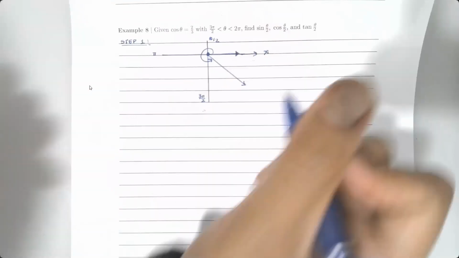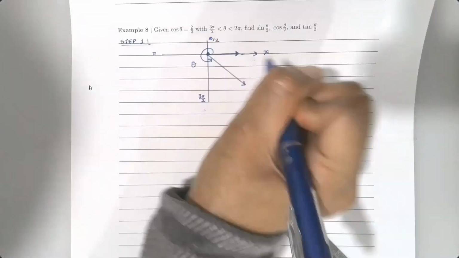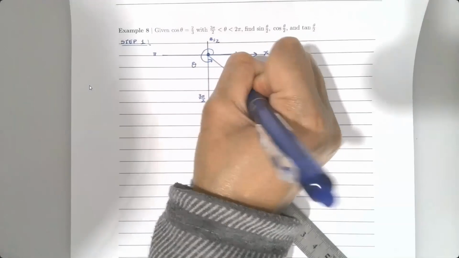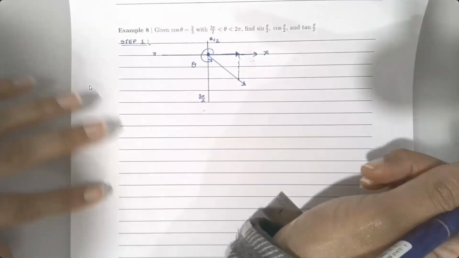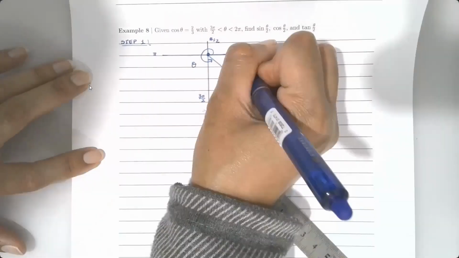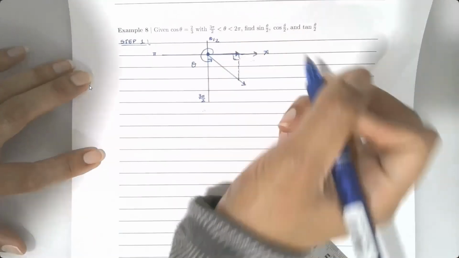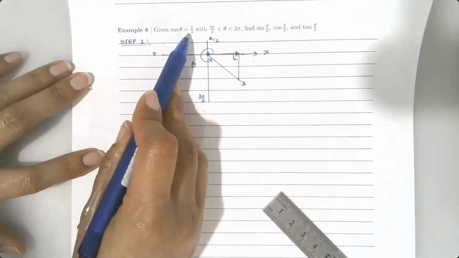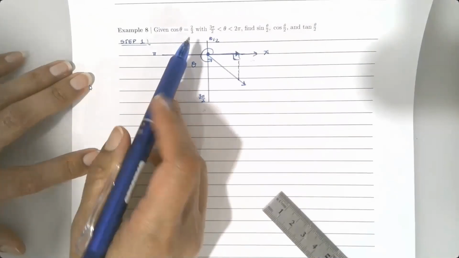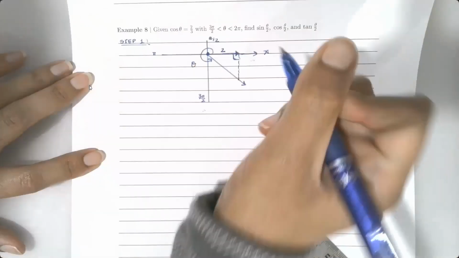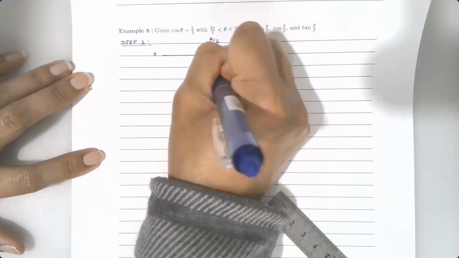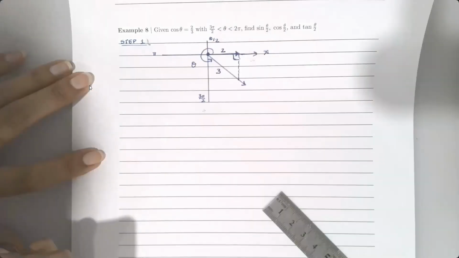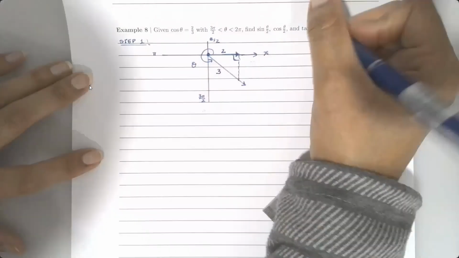And that is called theta. That means that when we're considering the opposite, adjacent, and hypotenuse, we're considering this right triangle here. Now the cosine is given to us as 2 over 3. So that means the adjacent side is 2 and the hypotenuse is 3. The opposite side we can find by applying our Pythagorean theorem.